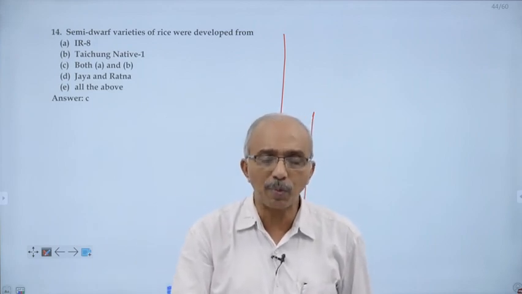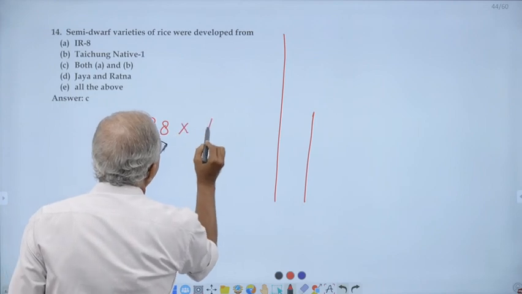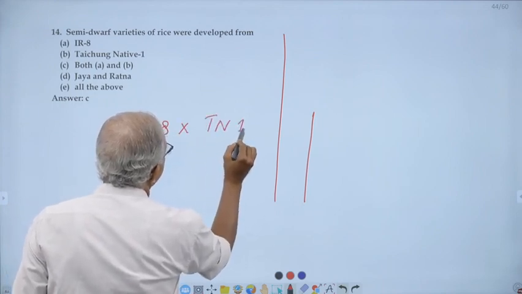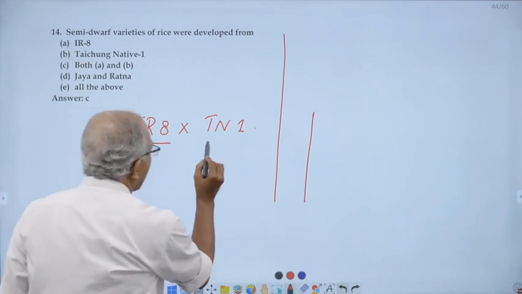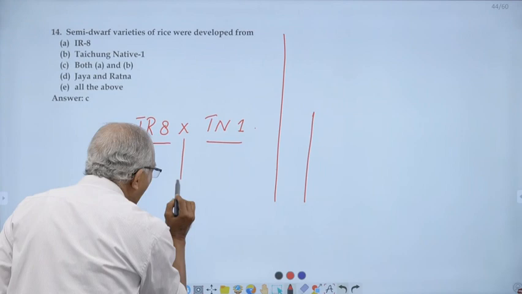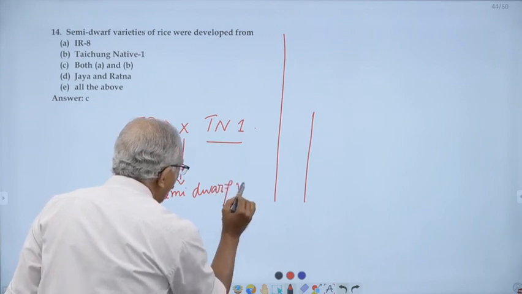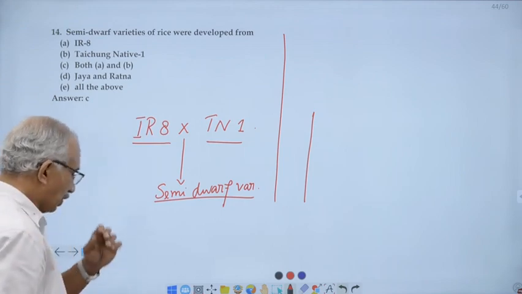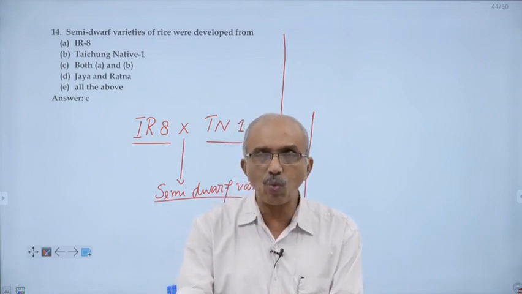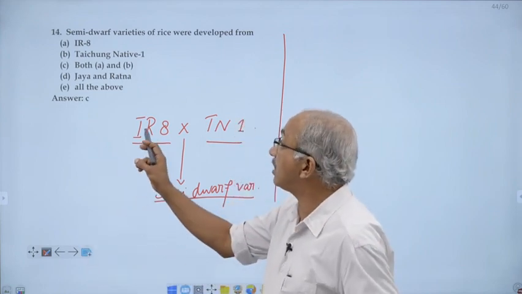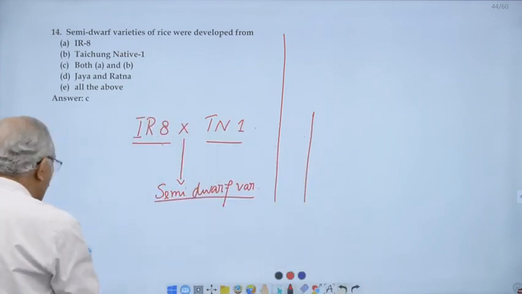How were the semi-dwarf varieties produced? It is by crossing IR8 and Taichung Native 1. This is a variety of rice, and this is another variety of rice. By crossing these two varieties, semi-dwarf varieties were produced. Semi-dwarf varieties were produced by hybridizing IR8 and TN1. IR8 is a variety developed in, it is in the next question, so we can go to it.